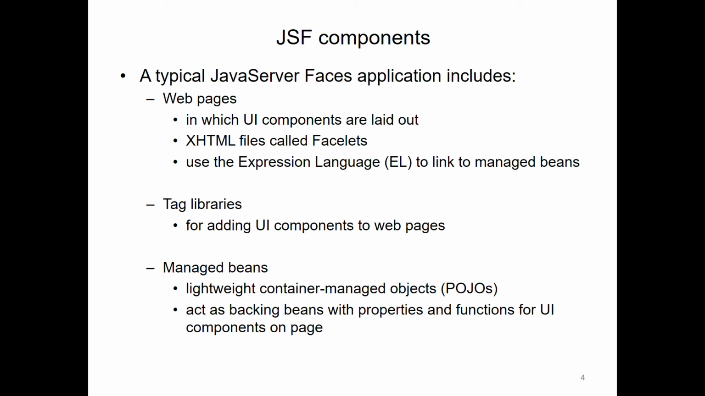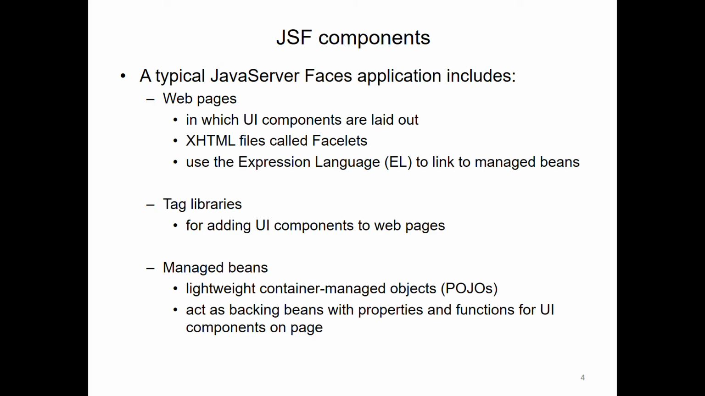So a typical Java Server Faces application includes web pages. It will also include tag libraries and managed beans. Now those web pages will have user interface components, and the XHTML files, which are called facelets, they will lay out those UI components. Often, those components will need to be bound to properties in managed beans, and we'll use the expression language to do that. As I've mentioned already, the tag libraries are used for essentially selecting the tags that we want, making use of the ones that we want that are predefined and therefore standard. And that's a great benefit, having these standard libraries.